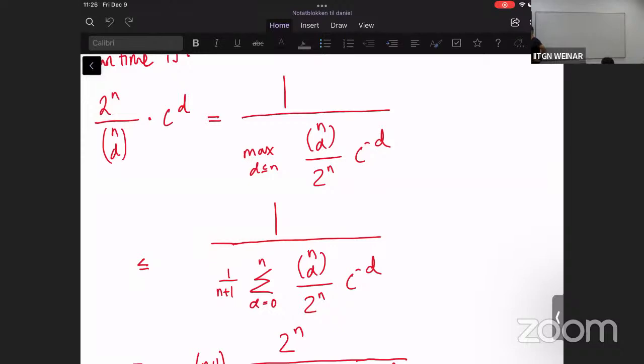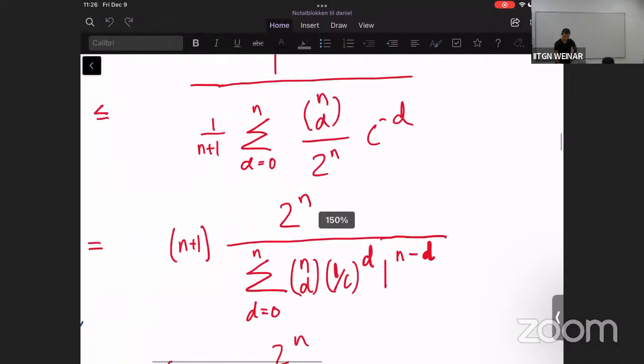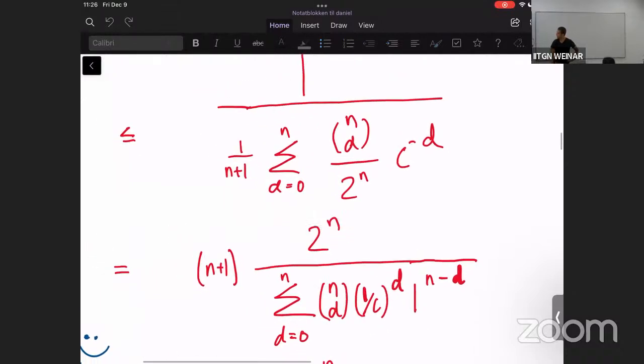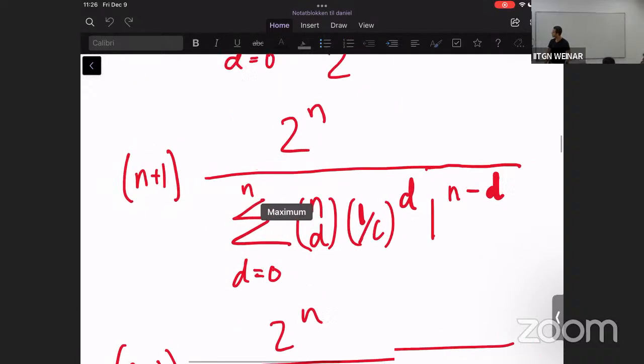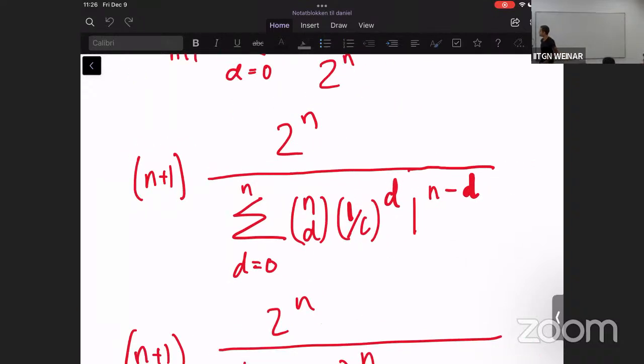Okay, all right, we did. Now, we do some cleanup. The 1 over n plus 1 term, I can move it out. The 1 over 2 to the n term is independent of d, so I can move it out. And I get this kind of thing, right? N plus 1, 2 to the n. And on the bottom, I get the sum of d equals 0 to n, n choose d.